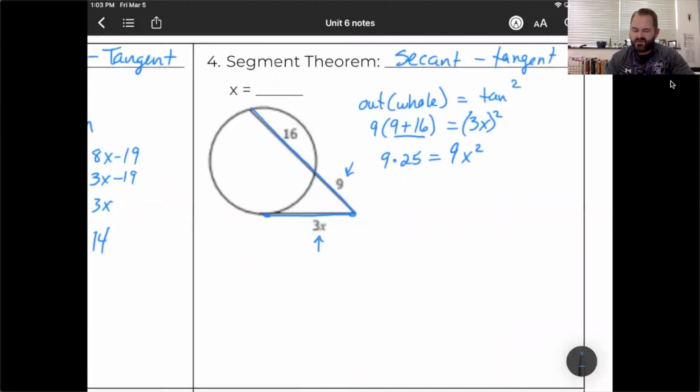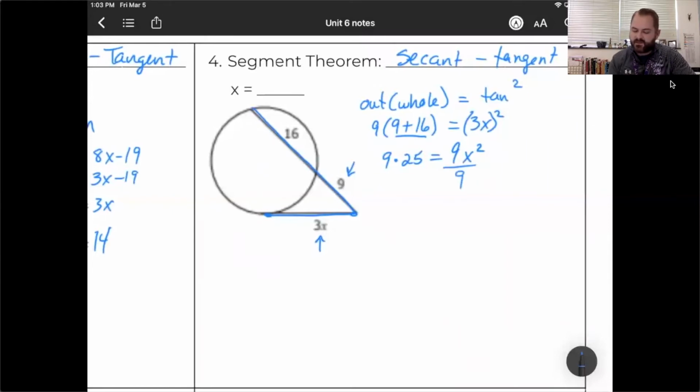Now, you notice I haven't multiplied these together. I could do that. I could get a big number and then divide by 9 again, because I got to get x by itself, right? So if I just divide by 9 here, before I put those together, I should recognize those cancel. So x squared equals 25.